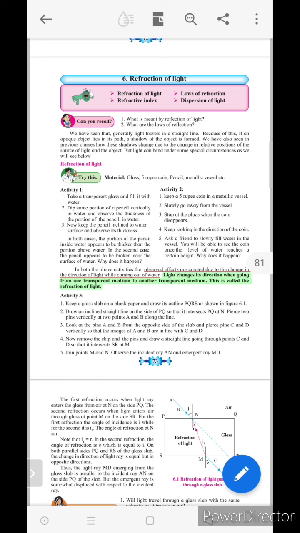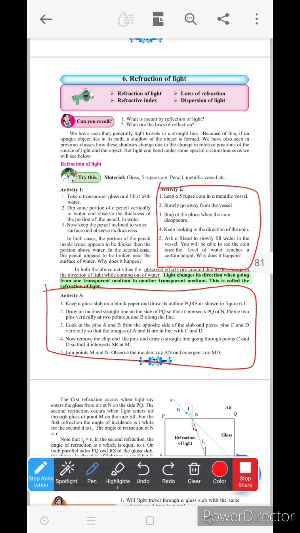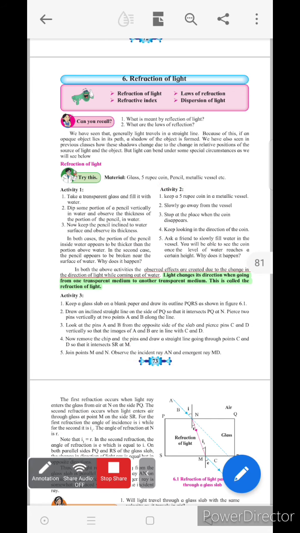You can see on page number 73 there are activity 1, 2, 3. Out of them, activity number 2, activity number 3, these two activities are removed from your syllabus. For this page, that's it.